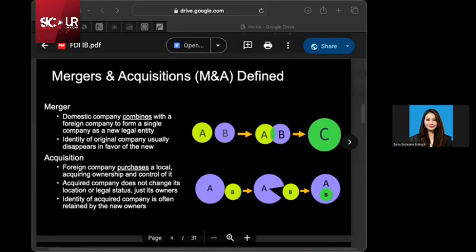All right. So acquisition: a foreign company purchases a local one, acquiring ownership and control of it. For an acquired company, they do not change its location or legal status, just the owner. And the identity of the acquired company is often retained by the new owners.